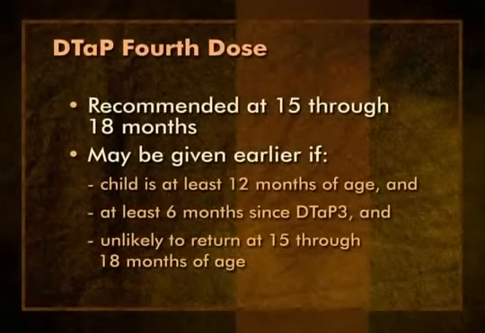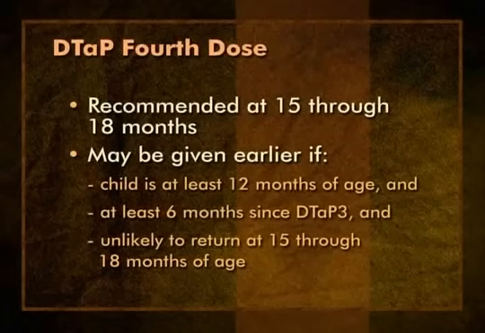We receive many questions about the appropriate age for the 4th dose of DTaP. ACIP recommends that the 4th dose of DTaP be administered at 15 through 18 months of age, but the ACIP states that the 4th dose may be given earlier than 15 months in certain circumstances. Specifically, the 4th dose of any DTaP vaccine may be given earlier than 15 months of age if the child is at least 12 months of age and it has been at least 6 months since the 3rd dose of pertussis vaccine, and in your opinion the child is unlikely to return for an additional visit at 15 to 18 months of age.